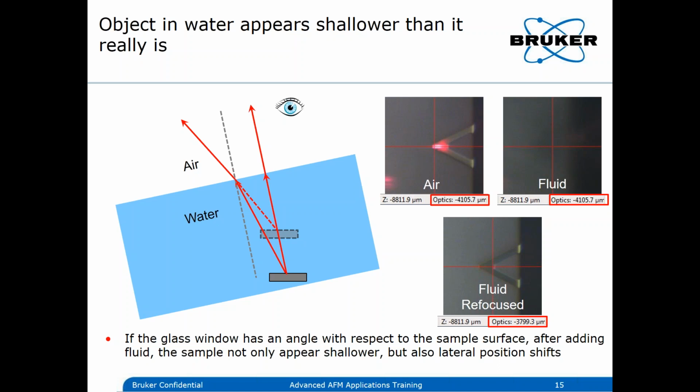The objectives, again, appear shallower. This is a bit more about it. You can see the numbers. When you work in air, it's around minus 4,100 micrometers. The optics value here, the same goes for when you add the fluid, but then everything is out of focus. And it's not only that it's changing and appears shallower, but the lateral position also shifts slightly to the left, so it's a different height here, and the whole image shifted slightly to the left. Again, these are optical effects by the system.